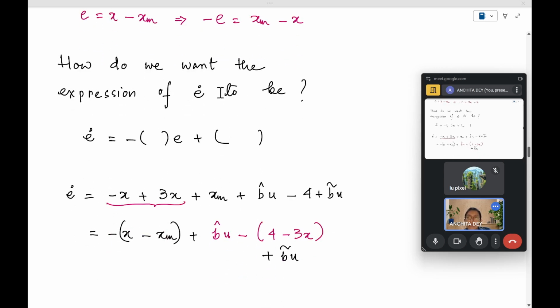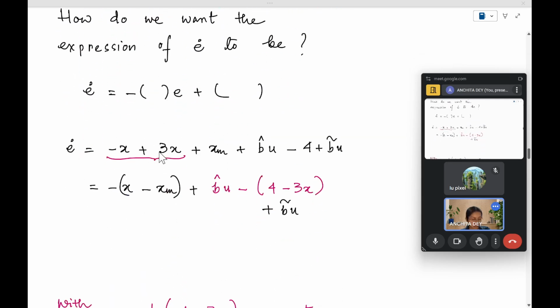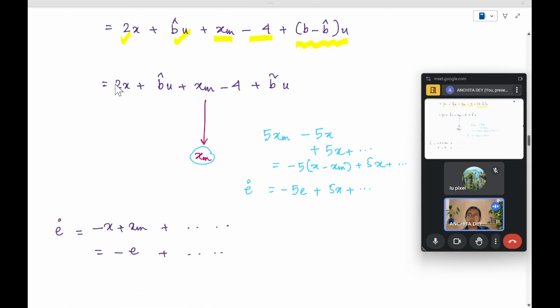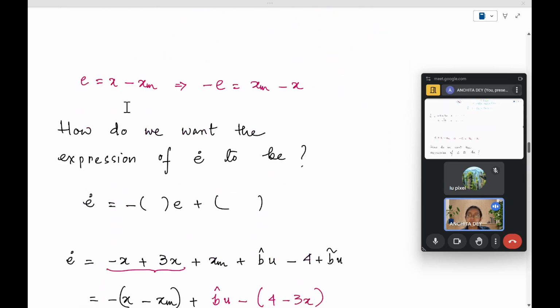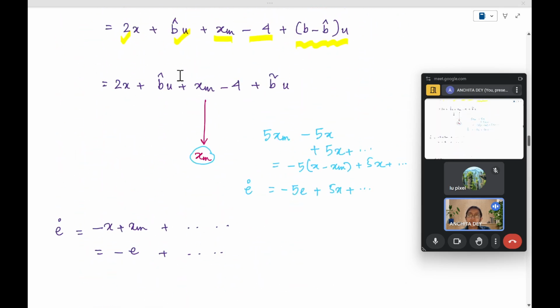How do we want the expression of E dot to be? We want E dot to be equal to minus some positive quantity into E plus some other term. So in order to bring minus x here, what we do is, we had a 2x, right? You can see this expression, we had a 2x here. So we just write it as minus x plus 3x. It's a very simple thing to do. We just write minus x plus 3x, and then we keep the remaining expression same, plus xm minus 4 plus b tilde u.